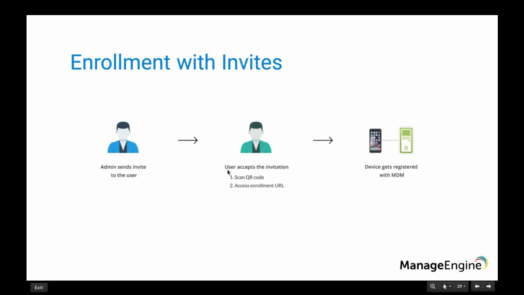The user would open that particular email, would scan the QR code, and would access the enrollment URL. This would automatically get their devices registered with the MDM solution itself.